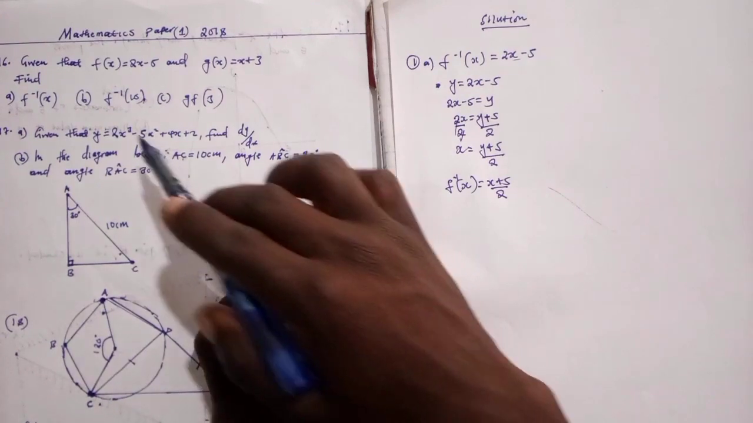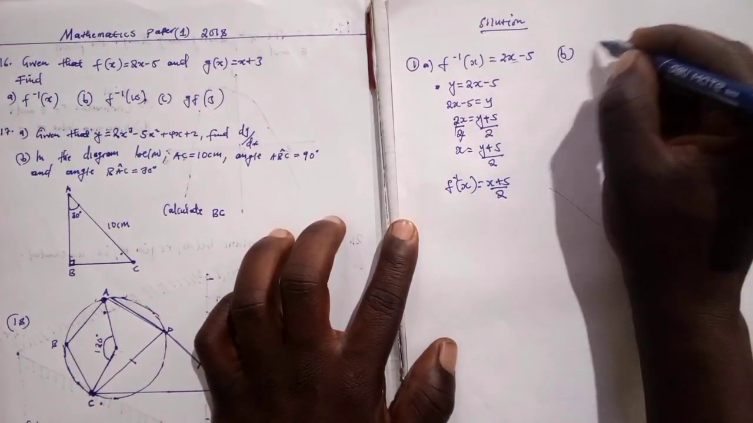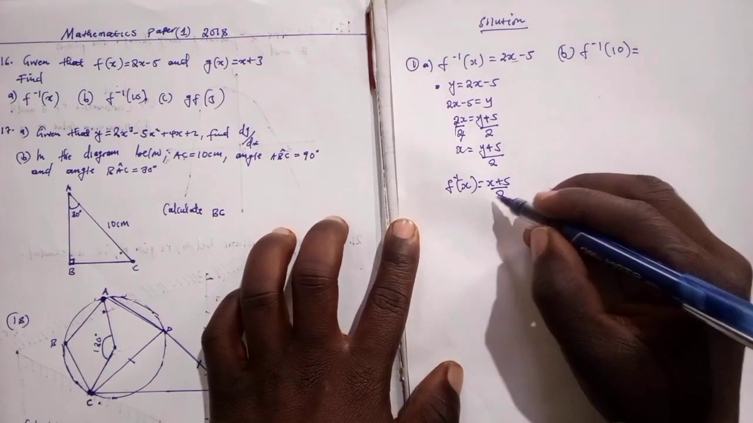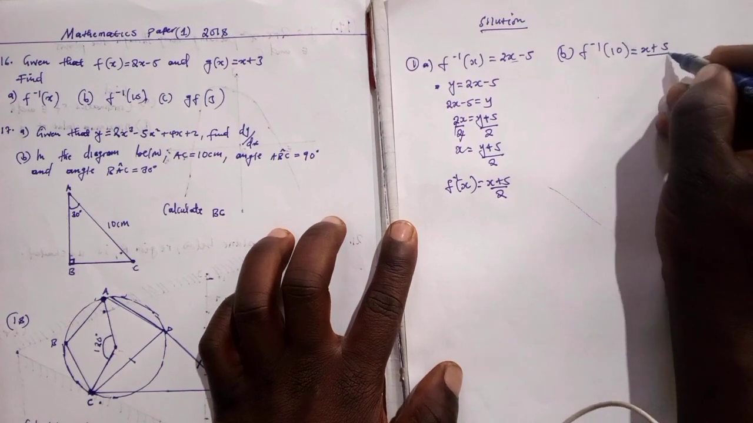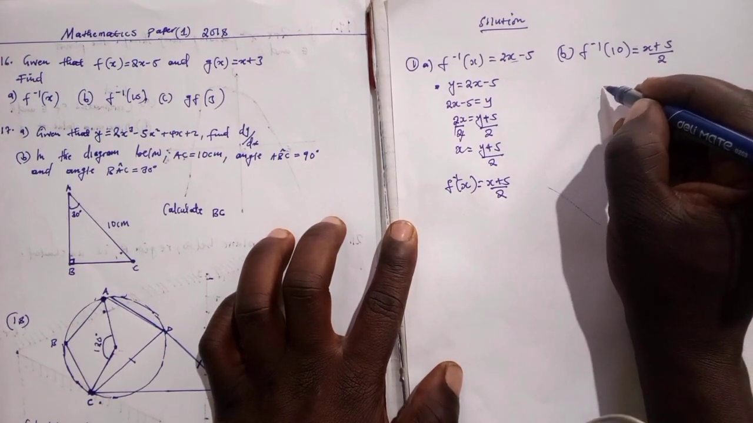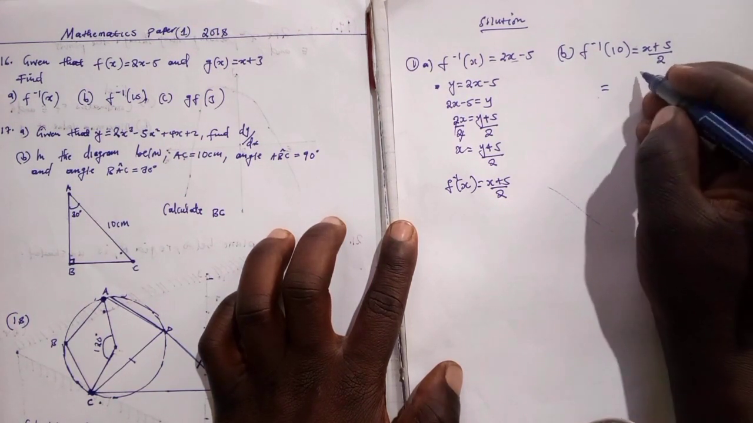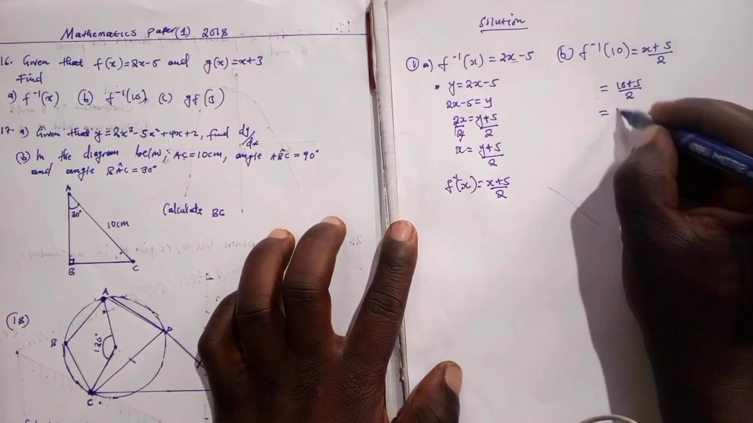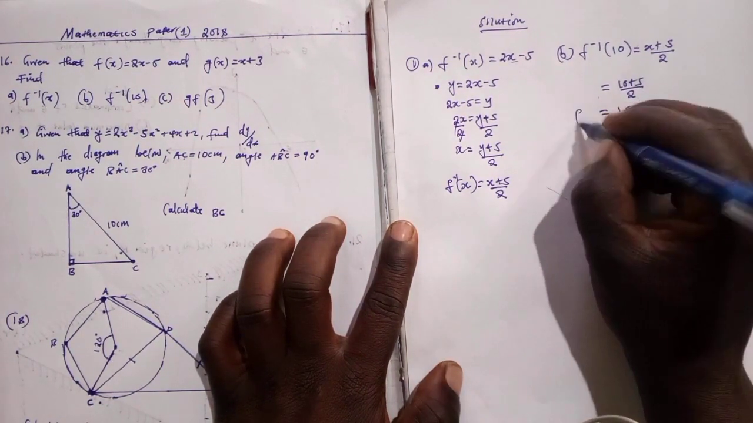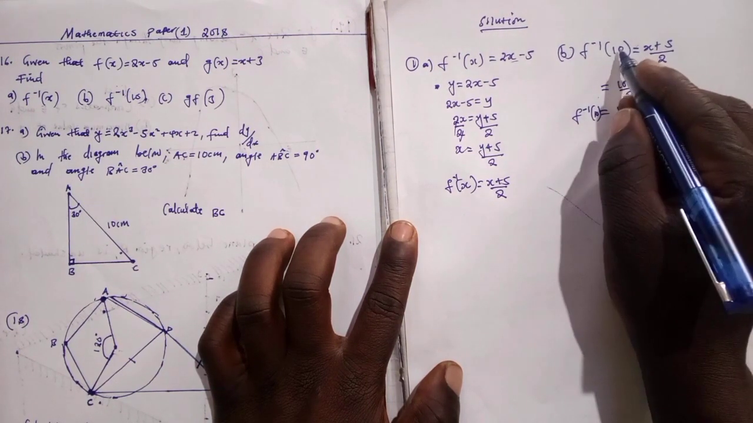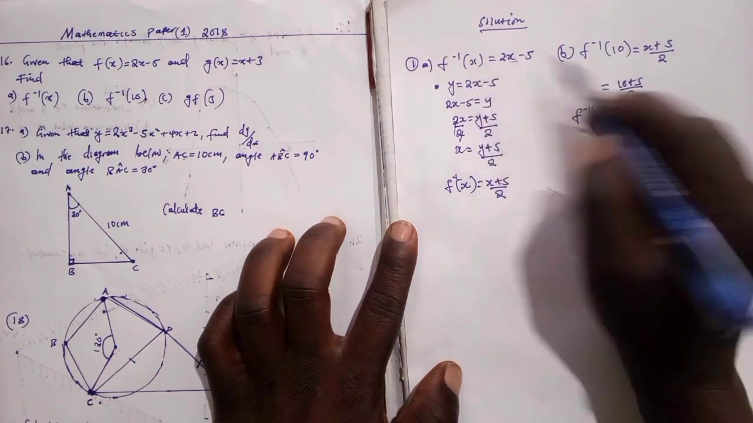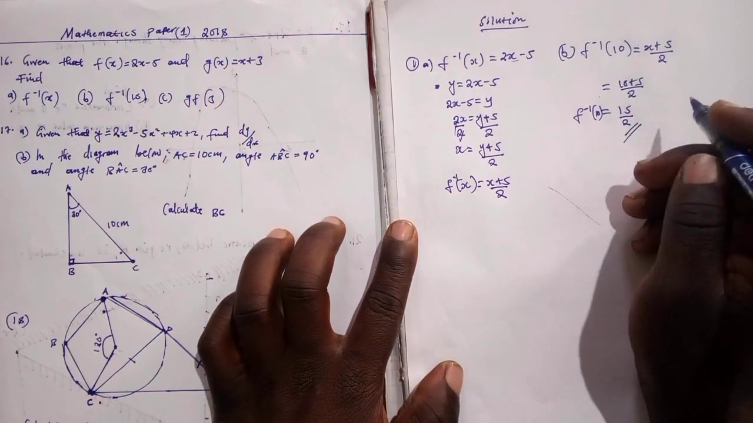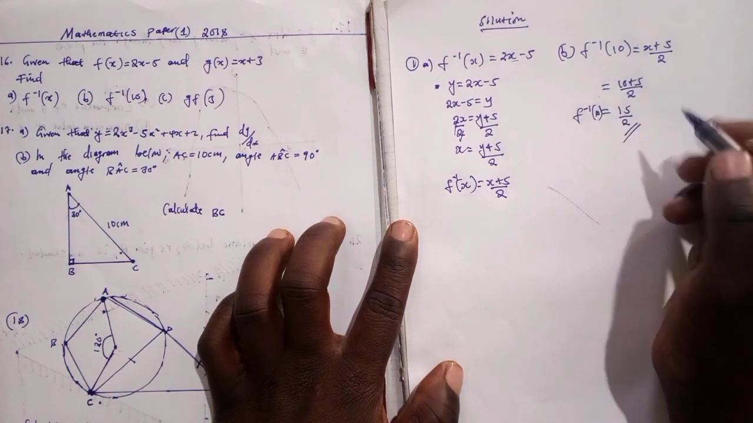Then let's move to question 1b. We are told to find the inverse of 10. Our inverse is x plus 5 over 2. Where there is x, we substitute it with 10, so we say 10 plus 5 over 2, which is 15 over 2. This is the inverse function of 10. Where there is 10, it means here there is x, so we substitute where there is x. So this is our answer for question 1b.